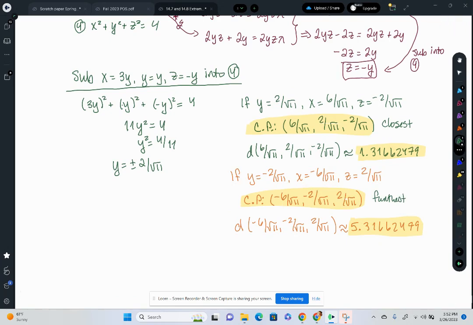Okay, so with these word problems, you always want to go back after you find your critical points and remind yourself, what were they asking me? What was it that I was supposed to find? Did I find it? And how do I answer the question that's being posed?